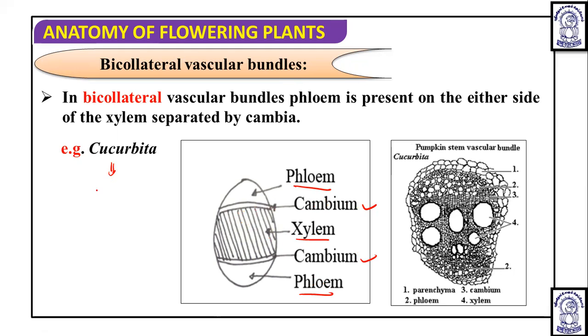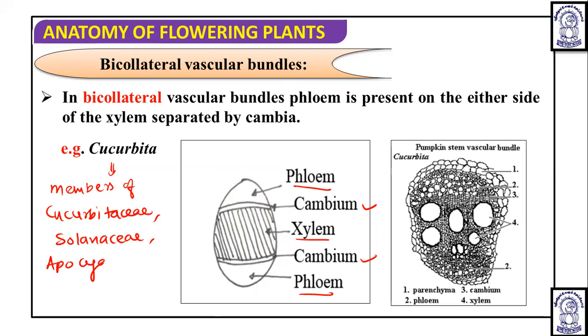Now this bicollateral condition is found in members of Cucurbitaceae, Solanaceae, and Apocynaceae family. Okay, so this way, this particular vascular bundle is found in bicollateral condition.